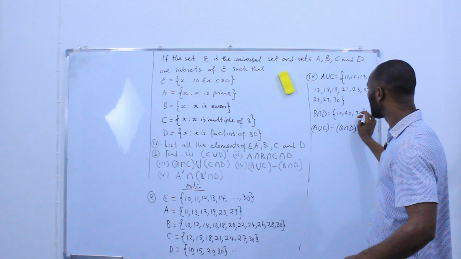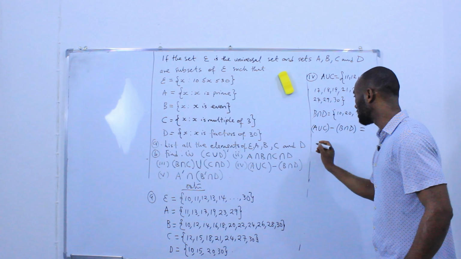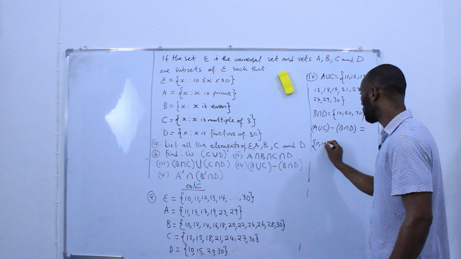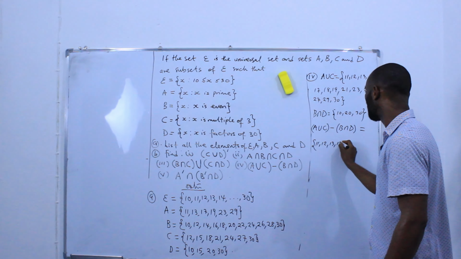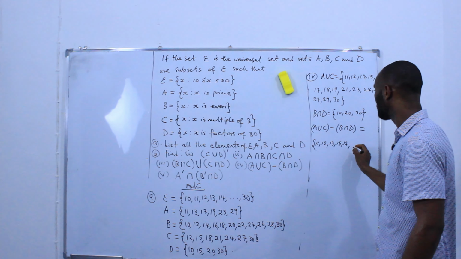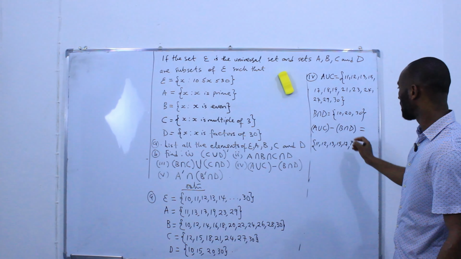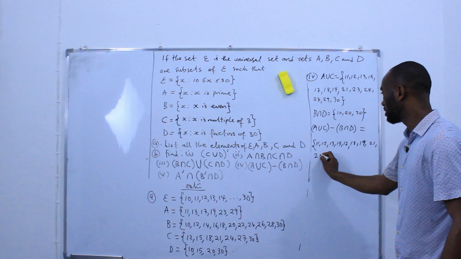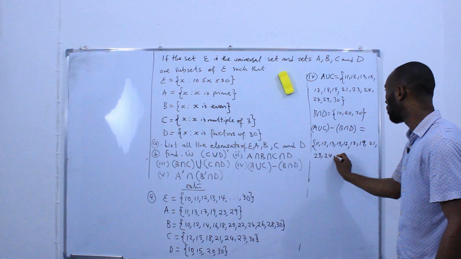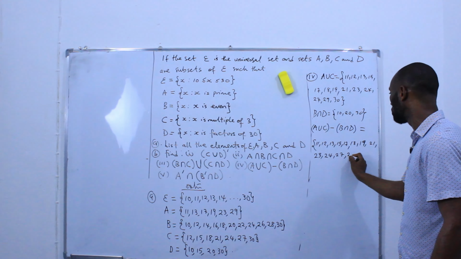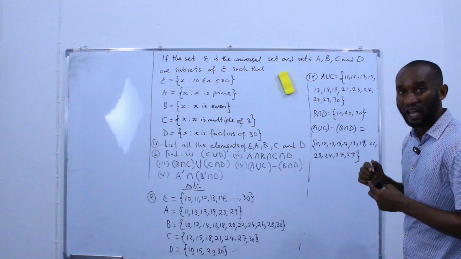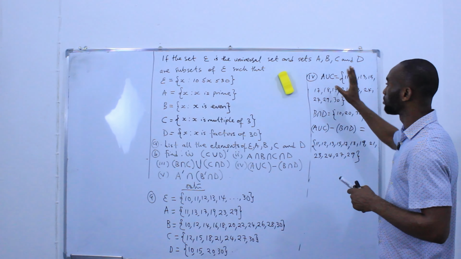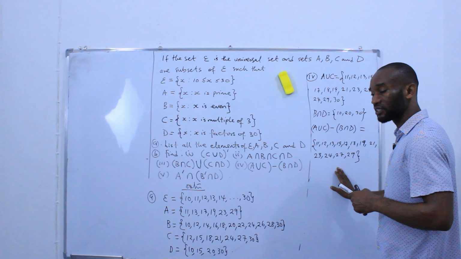So if I remove that 30 that is common from the first set, I will have 11, 12, 13, 15, 17, 18, 19, 21, 23, 24, 27, 29. I omitted 30 because 30 is common. So you subtract the 30 from the first set to get the difference.